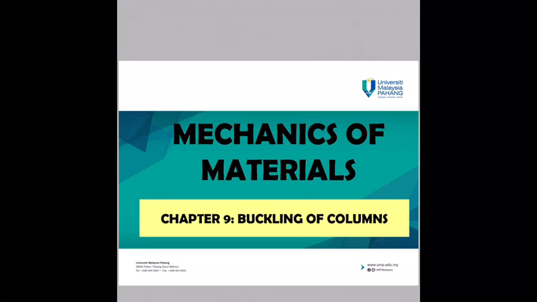Column is the main structure of the building. For example, this is a building. From the roof, the load will transfer to the column, and the load from the slab will be transferred to the column. A column will carry all the loads from the slab, beam and also a roof, and then it will transfer to the foundation. So here we can see that column is the main structure that sustains the load.